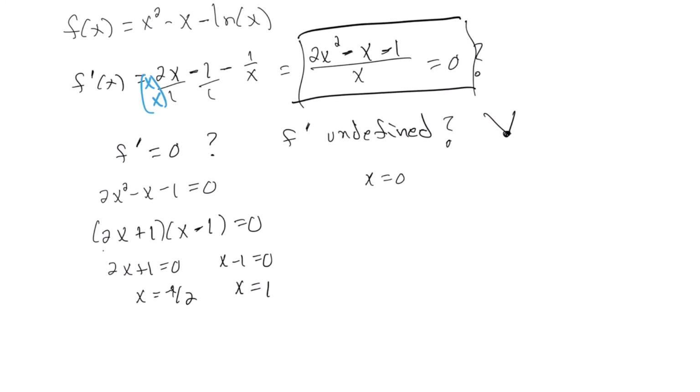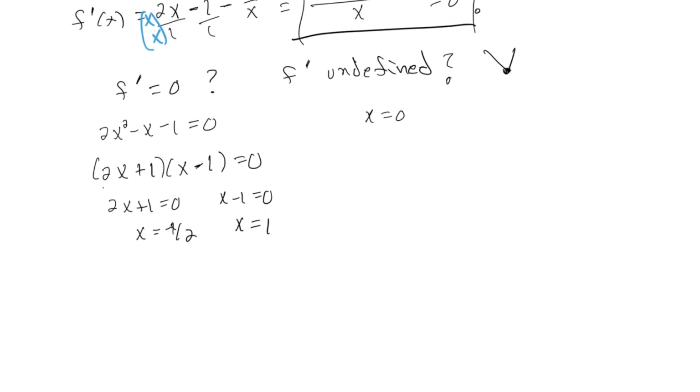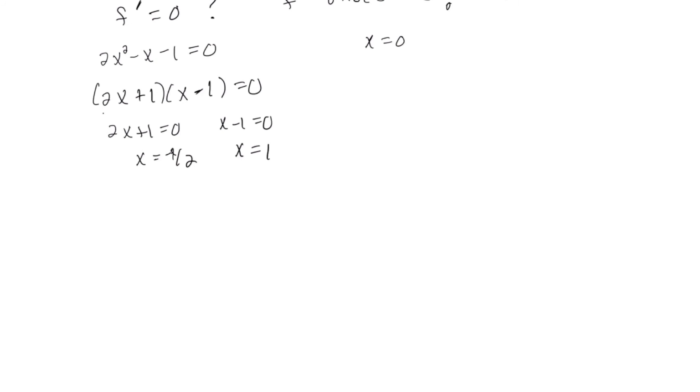Now, I'm running out of room on my digital paper. I'm going to go ahead and do my line test. So I'm going to set up my number line. I'm going to plot each of these critical points. So the first critical point chronologically was negative 1/2. We have negative 1/2. My next critical point is 1. Oops, my next critical point actually is 0, where my function's undefined. And then my next critical point is 1.